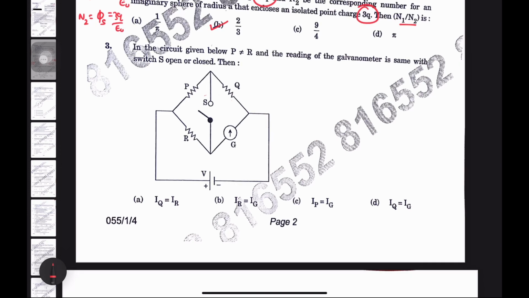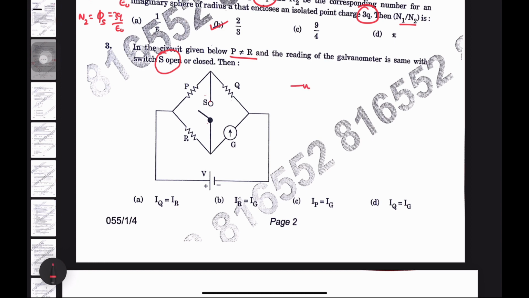For question number 3, we are having a circuit in which P is not equal to R and the reading of the galvanometer is same whether the switch S is open or closed. This switch S is shown open. That means no current is flowing through this, IS is equal to 0. But if we put this switch on, that is if we close this circuit, then again current from the switch is 0 because there is no change in the reading of the galvanometer. So that means in either case the current coming out of the switch is 0.